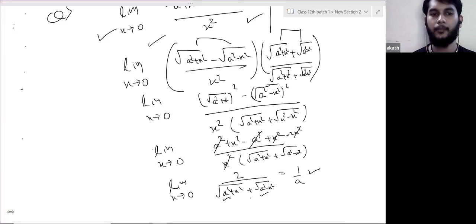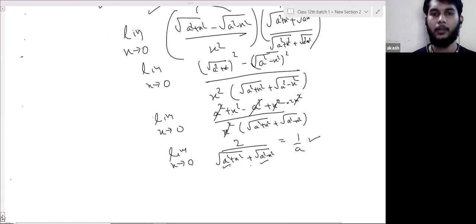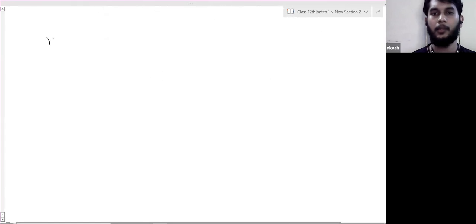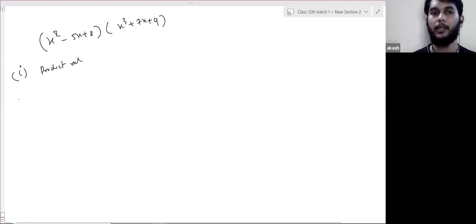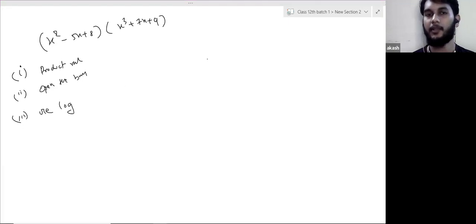Differentiate x square minus 5x plus 8 into x cube plus 7x plus 9. They are saying differentiate this with 3 conditions. In the first part, you have to solve using product rule. In the second part, they are saying you have to solve expanding the product. That means just open the brackets. In the third, they are saying use log and see if the answers are different. Right, Kulsum?